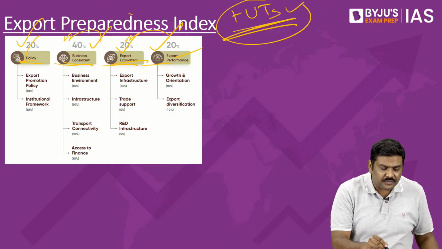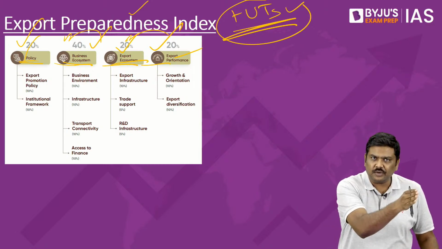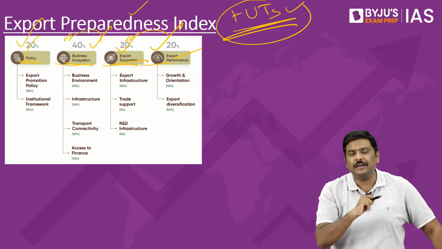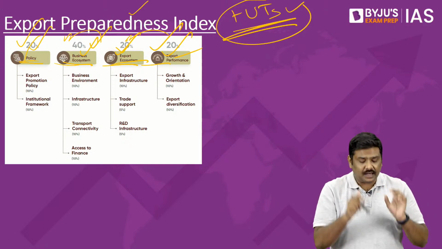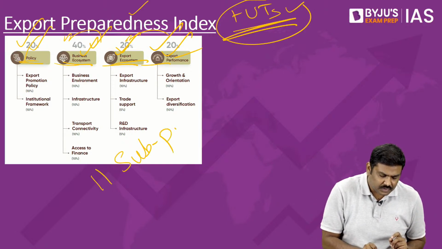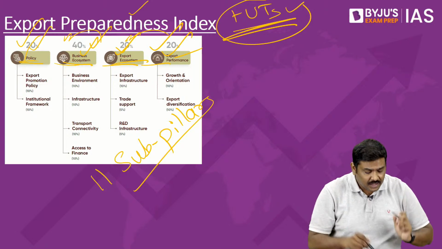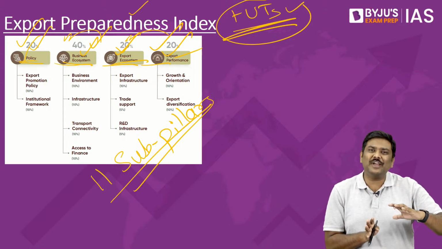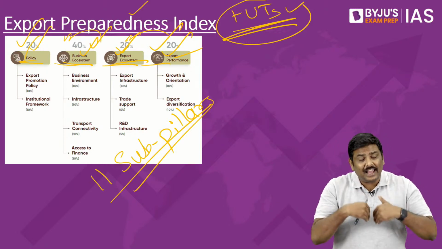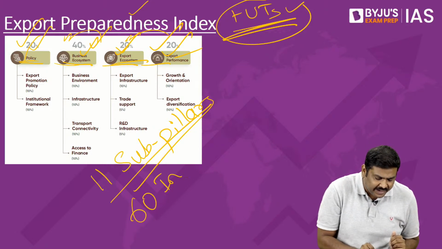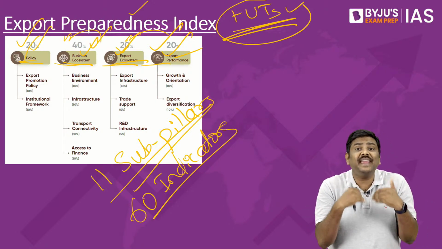So this particular index, which is prepared by Niti Aayog, has been prepared for the second time now. Earlier it was prepared for 2020, now this has been prepared for 2021. As already mentioned, there are 4 pillars, and within this particular 4 pillars, there are 11 sub-pillars. I'll repeat it. There are 4 pillars, and under these particular 4 pillars, totally, there are 11 sub-pillars. Sir, should I stop at this particular point? No. There is one more point here. And within this particular 11 sub-pillars, there are 60 indicators. Is it okay?